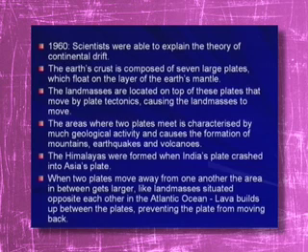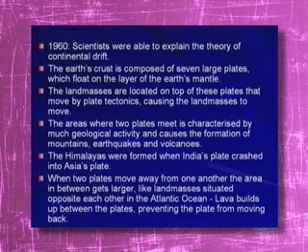The Earth's crust is composed of 7 large plates which float on the layer of the Earth's mantle. The land masses are located on top of these plates, which move by plate tectonics, causing the land masses to move. The areas where 2 plates meet are characterized by much geological activity, and this causes the formation of mountains, earthquakes, and volcanoes. Now, the Himalayas were formed when India's plate crashed into Asia's plate.